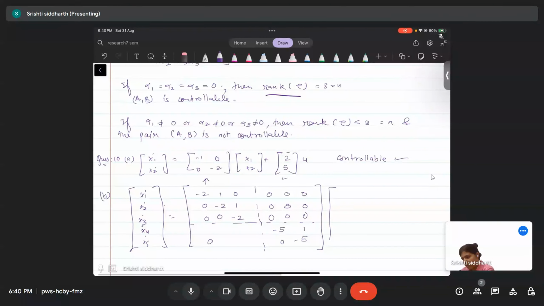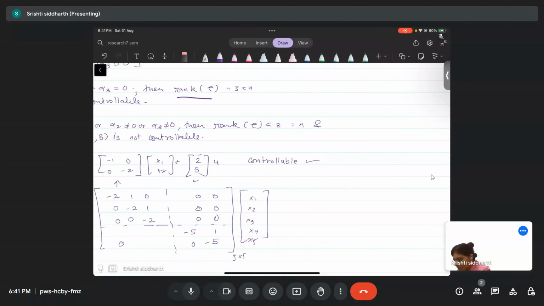Then you have x1, x2, x3, x4, x5. Just remember this is going to be a 5 by 5 matrix. So, okay, so this row is not there then.